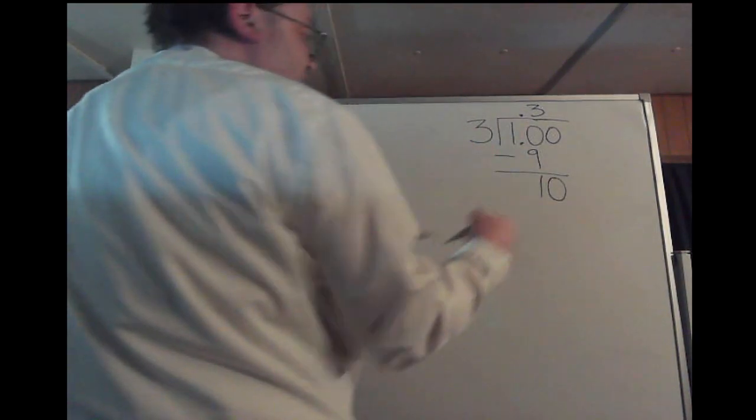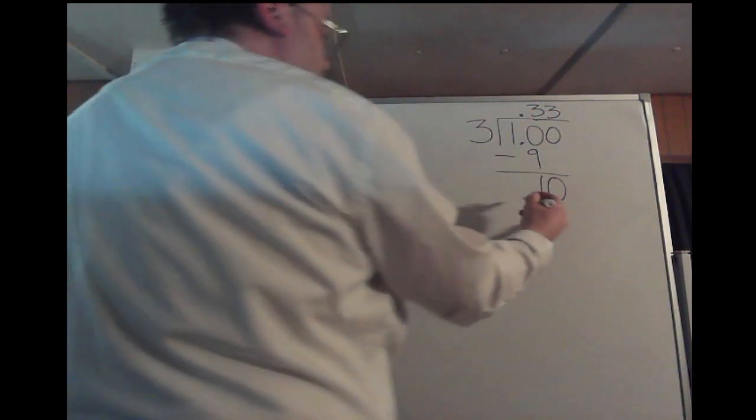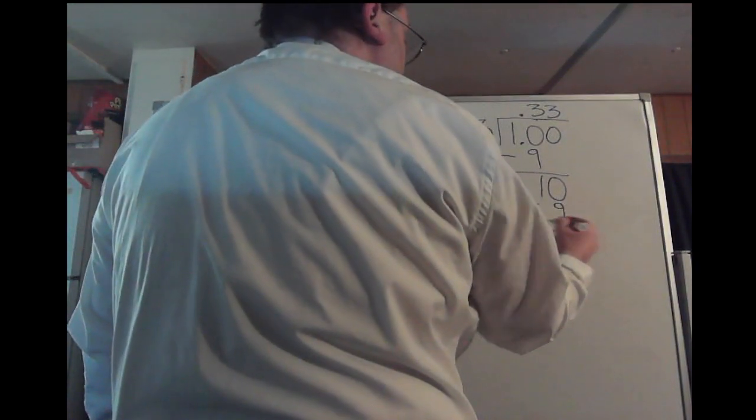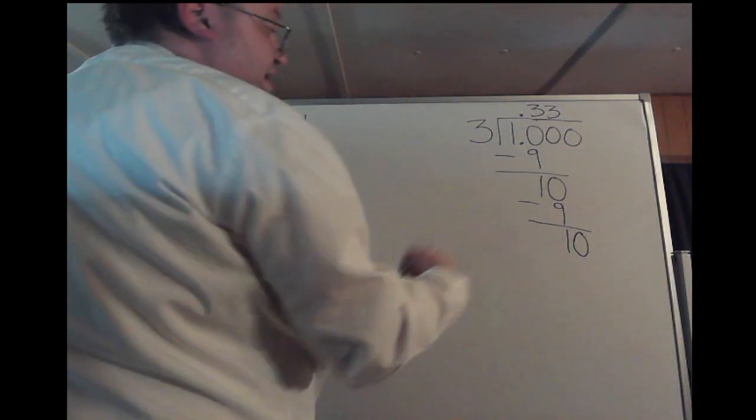We want to get rid of that remainder. So let's add another 0 in the dividend, and bring down that 0. 3 goes into 10 how many times? Well, 3 times. 3 times 3 is 9. 10 minus 9, that's 1. We still have a remainder of 1. Let's add another 0 in the dividend and bring down that 0. 3 goes into 10 how many times? 3 times. 3 times 3 is 9. 10 minus 9, well, that's 1.